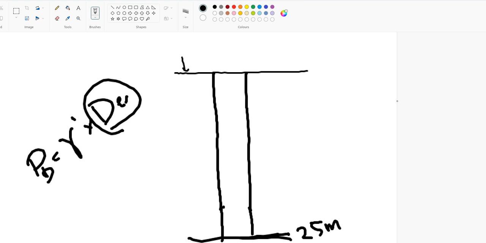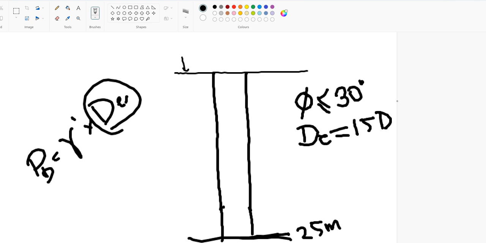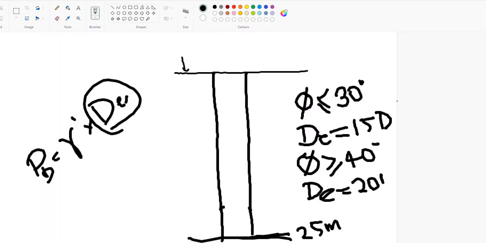This is what point number 5 is explaining. Point number 5 is telling us that if your phi value is less than or equal to 30 degrees, you take your depth of embedment as 15 times the diameter of the pile. If phi is greater than or equal to 40 degrees, you take depth of embedment as 20D. That's it. You cannot go beyond 20D, and for 30 degree you have to take 15D. So this we have to keep in mind.